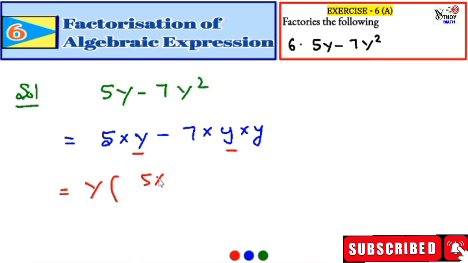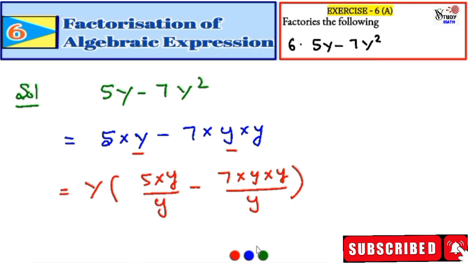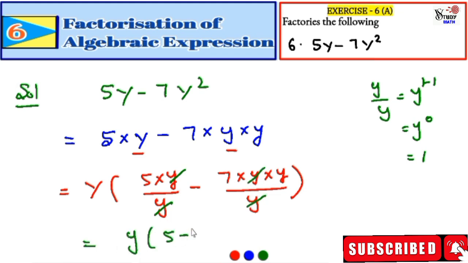So we have 5 multiply y and this y divided, and negative 7 multiply y, and this y is divided. So now what happened, this y and this y, because y divided by y means y to the power 1 minus 1, so we have y to the power 0, that means 1. When any variable has 0 power, then its value is 1. So what we have now is y, bracket, 5 minus 7y, and this is the final answer of this problem, my dear students.